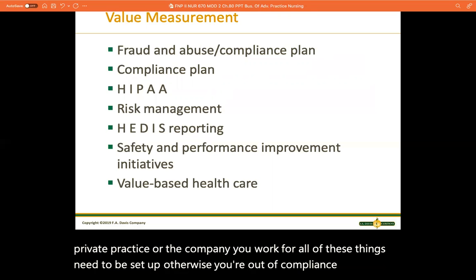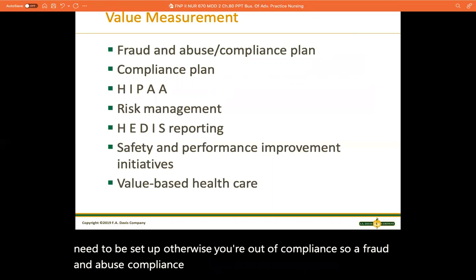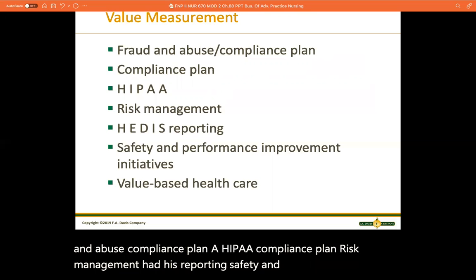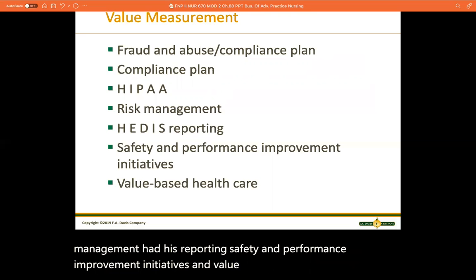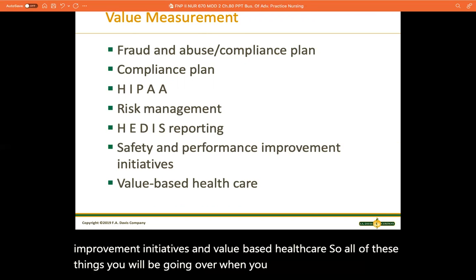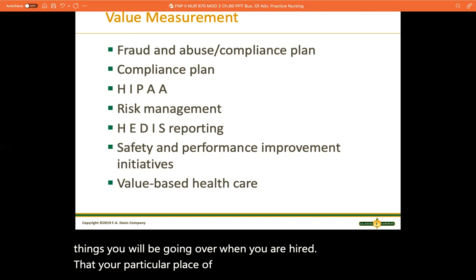So a fraud and abuse compliance plan, HIPAA compliance plan, risk management, HEDIS reporting, safety and performance improvement initiatives, and value-based healthcare. So all of these things you will be going over when you are hired at your particular place of employment, and they will be reviewing all of these things as part of your orientation.